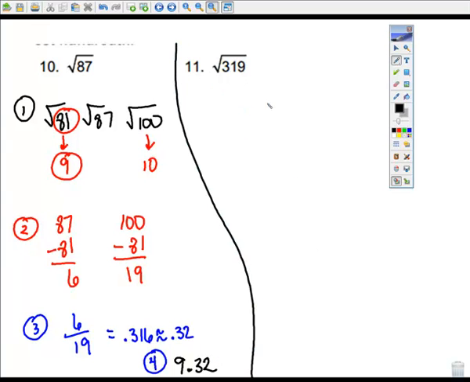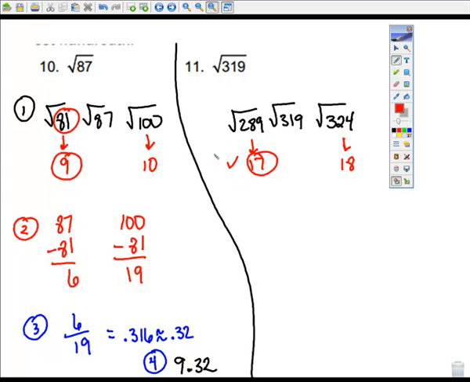Let's do one more of these. So the square root of 319 is between the square root of 289 and the square root of 324. Again, this is where your table will come in very handy. Square root of 289 is 17. Square root of 324 is 18. I know I'm using the 17, so there's step 1.